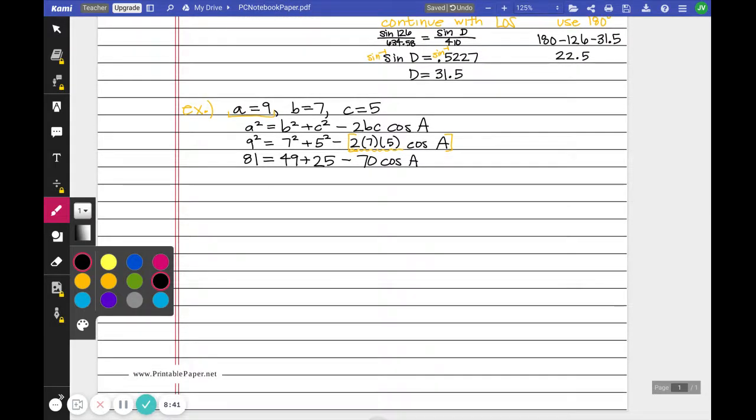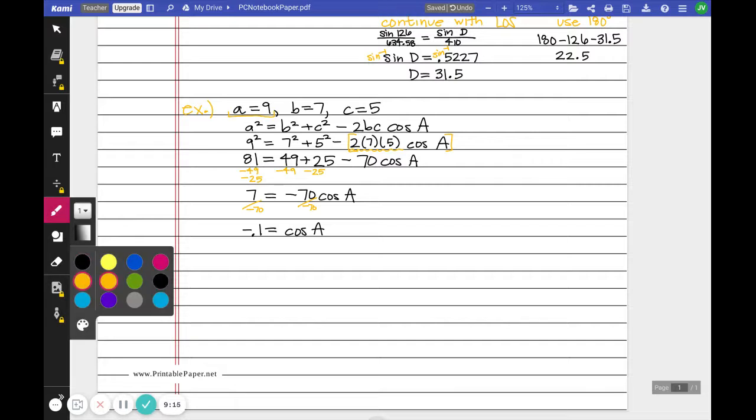So I'm just taking it one bite at a time. That 70 is attached to cosine. I cannot state that enough. So I am not touching the 70, I'm just touching the 49 and the 25. And over here I have negative 70 cosine A. Divide both sides by negative 70 to get negative 0.1 equals cosine A.